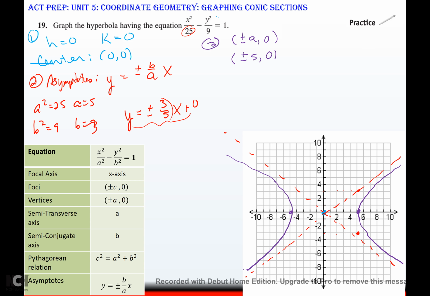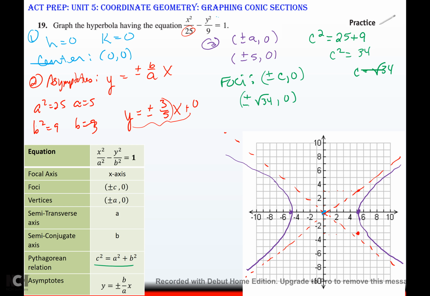But if they ask you to find and graph the foci, then you have to find the foci. And my foci here are going to be plus or minus c comma 0. Well, I need c in order to get my foci. And the Pythagorean relation says that c squared equals a squared plus b squared. So c squared equals 34. So c equals the square root of 34. So my foci are going to be at plus or minus the square root of 34 comma 0.